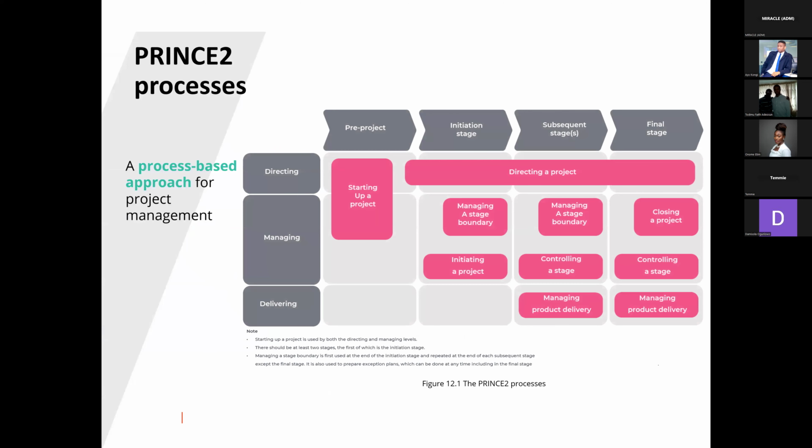Then let's go to the process. Process is quite funny. In process, we've got 7 processes as well. And the 7 processes are what we have in pink. Start up a project. First and foremost, you need to initiate a project. You're starting up a project. Starting up a project is the first thing you need to do.